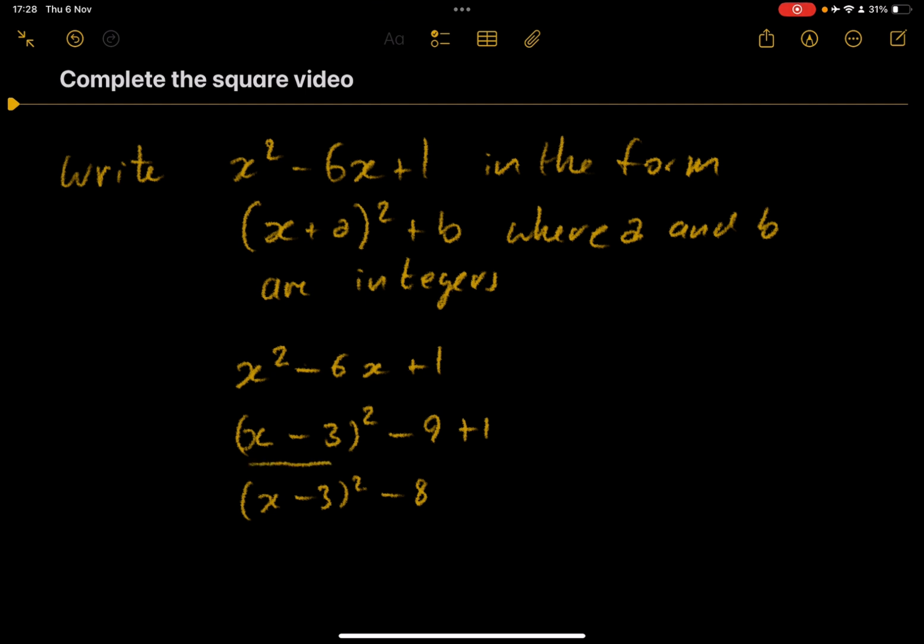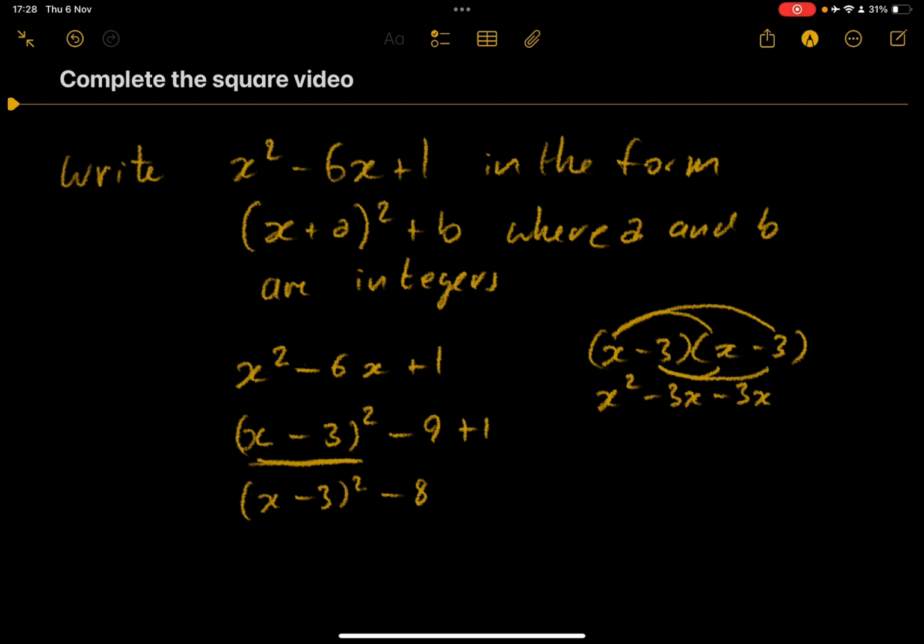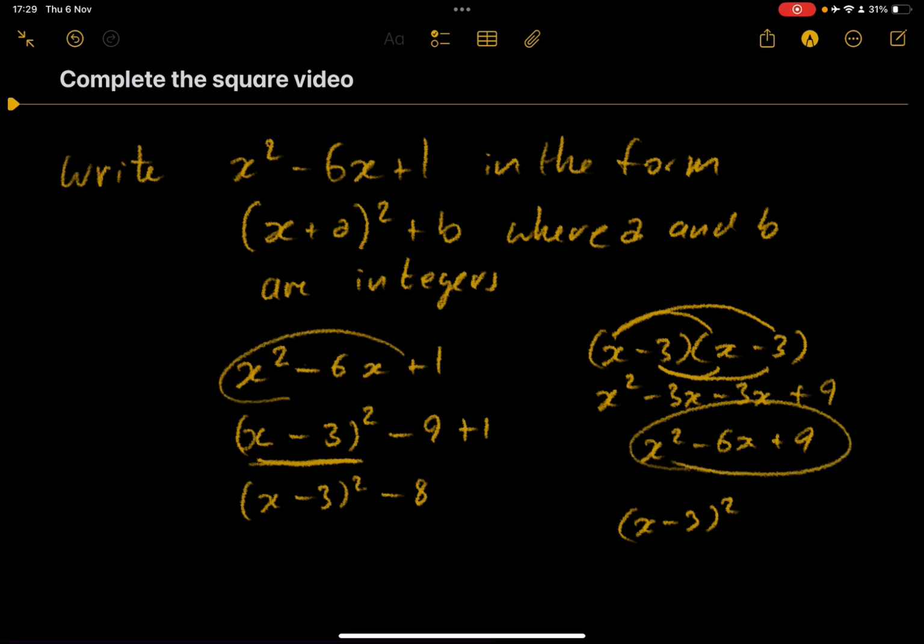Well, let's think about what would happen if I expanded this. If I had x minus 3 and I squared that, what I get is this system of brackets. x is going to multiply by x to get x squared, then by negative 3 to get minus 3x, then minus 3x again. And then the minus 3 multiplies into minus 3 and we get plus 9. Tidying that up, we get x squared minus 6x plus 9. So the thing is, if I just write x minus 3 squared, I get this, not this.